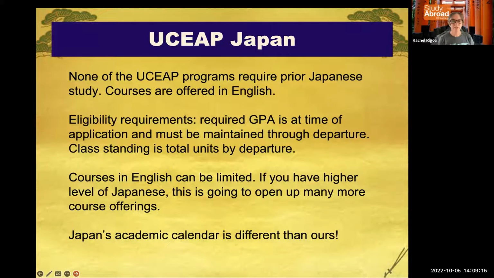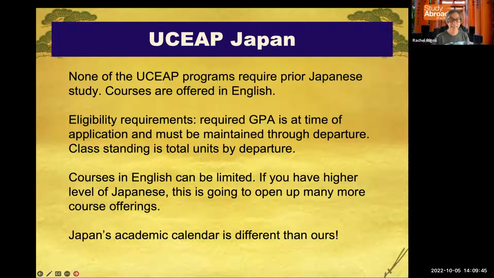And I often get this question about eligibility requirements, because when you look at the UCEAP Japan program pages, it's going to tell you what the GPA requirement is and the class standing requirement is. The GPA requirement is at the time of application, and we expect you to maintain that GPA through departure. And this GPA requirement is set by the host university in Japan. So there's not a lot of flexibility there.